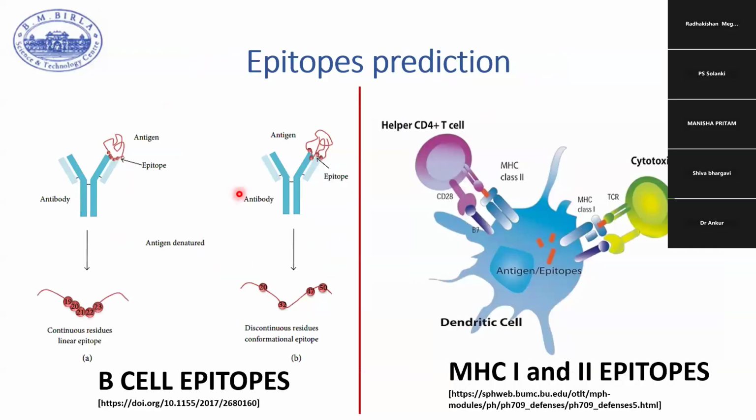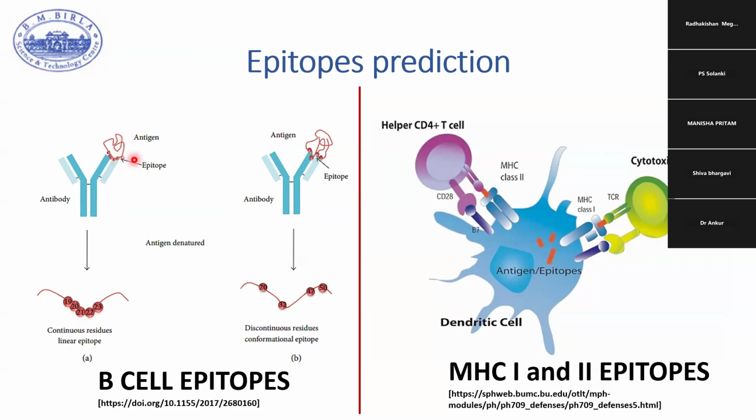So how do we predict our vaccine? It's a multi-stage process. Every time we start our vaccine development, we try to identify antigenic proteins. Once we have our antigenic proteins, we have to predict epitopes. We can predict B cell epitopes or we can predict MHC class 1 or class 2 epitopes.